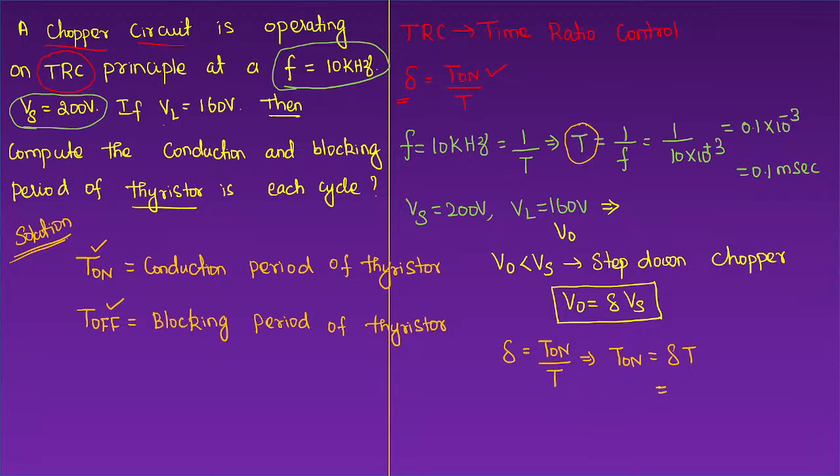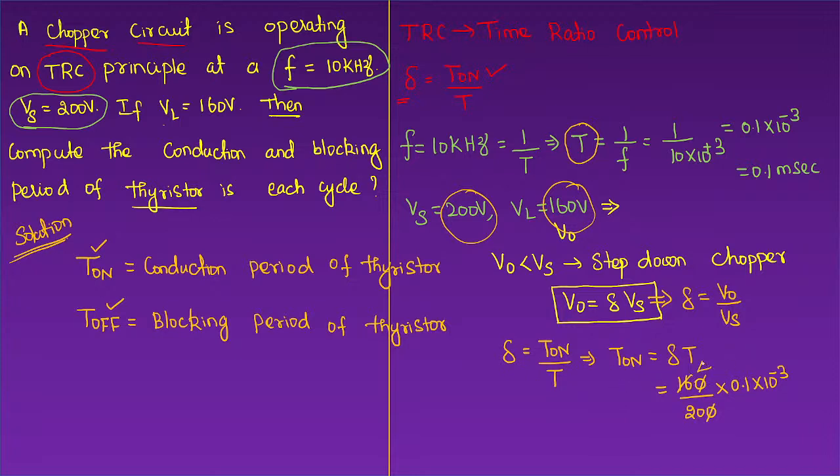How should I estimate the value of delta? From this expression, we know the relation between output and input voltage. So delta equals V naught upon Vs. Both values are given. Output is nothing but the load voltage, that is 160. Input voltage is 200. I can substitute: output voltage 160, input voltage 200, into the total time period, 0.1 millisecond. Milli means 10 power minus 3.